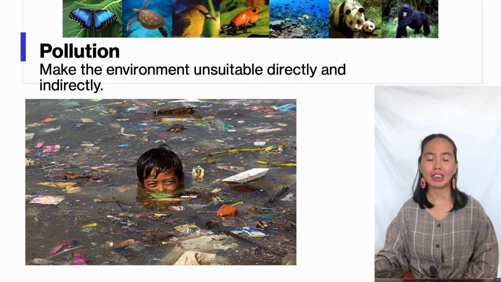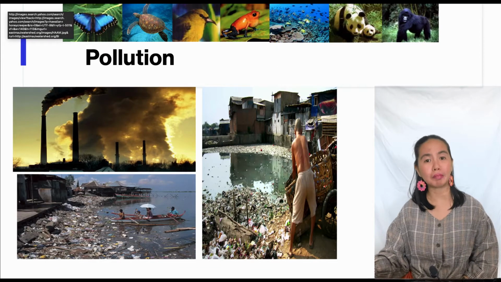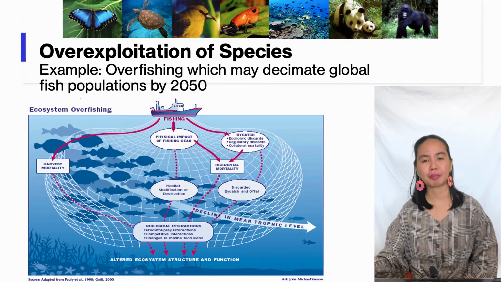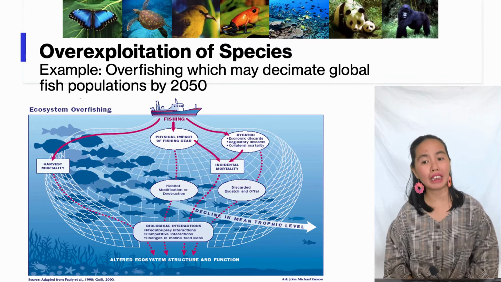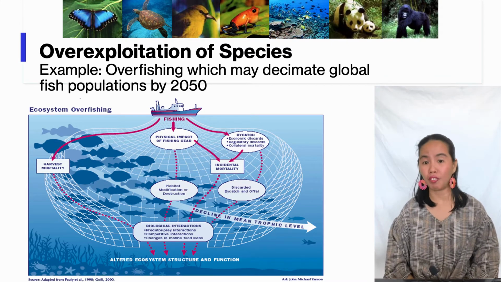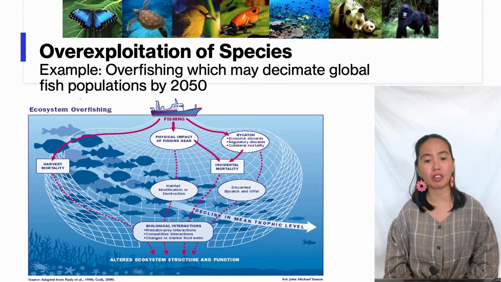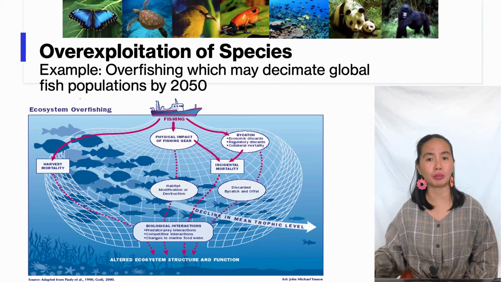Pollution makes the environment unsuitable directly and indirectly. We also experience pollution in air, water, and land. Overexploitation of species. For example, we have overfishing, which may decimate global fish populations by 2050.